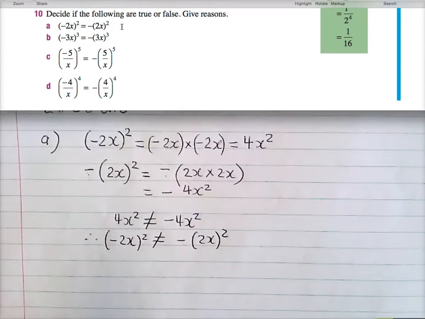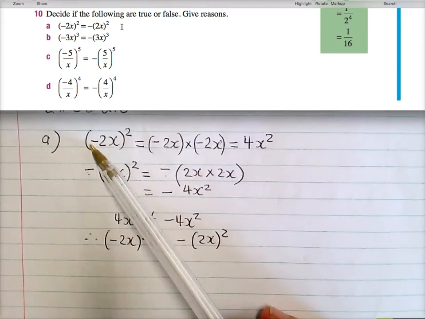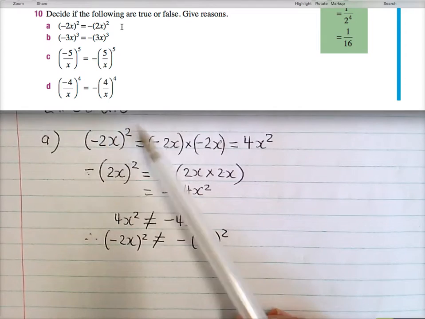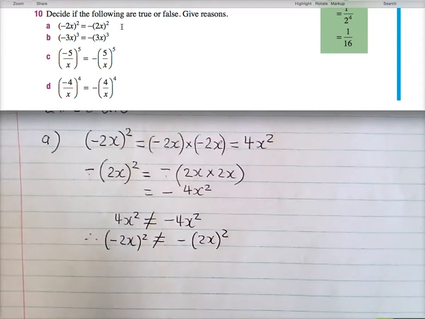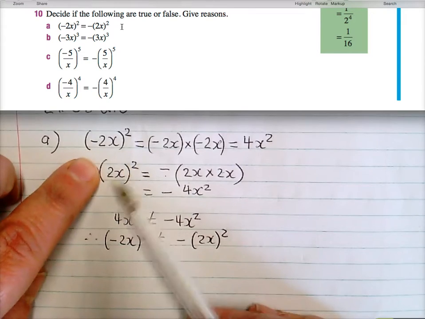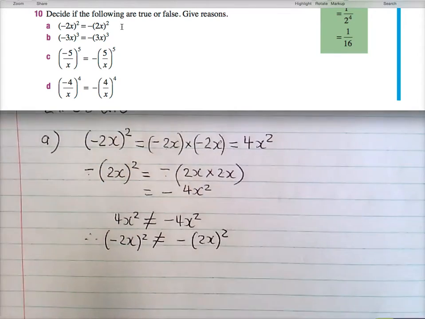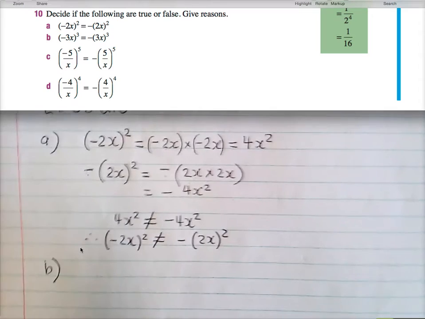So girls, in the first here, you have to square everything. The negative gets squared. But in the second bit down here, the negative does not get squared. Does that make sense? So girls, it's negative and then square the 2x. Okay, so those two are not equal. But girls, the next one might be. The next one might be equal.